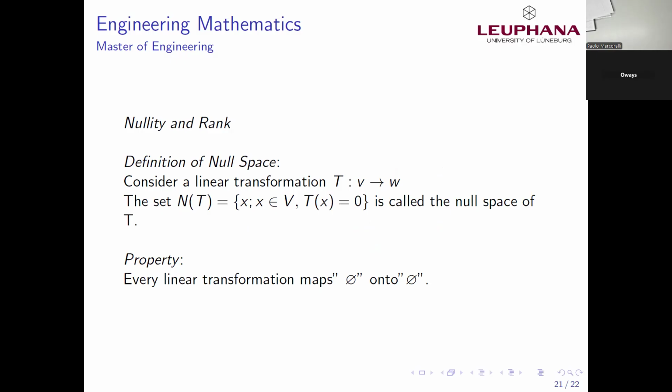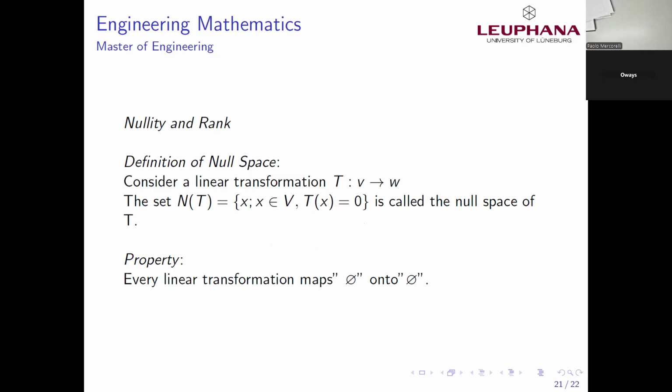Definition of null space of a transformation, or of a function if you want. I have a transformation T from V to W. The set, please pay attention, N of T, null of T, is called the null space of T if it is the set of X such that X belongs to V, the domain, and T of X equals 0. It's easy. This means all X which belong to the domain which annihilate the function.